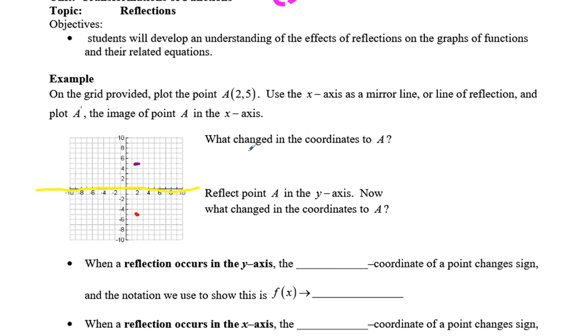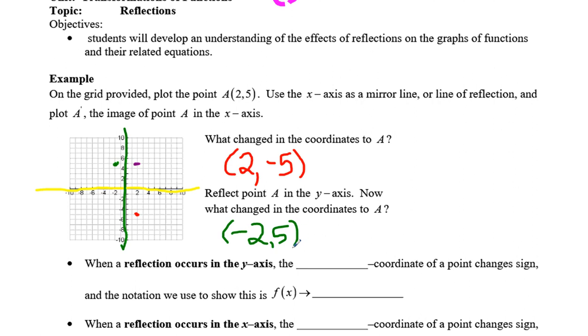So what are the changed coordinates of A? Lo and behold, it is now 2, -5. Boom. Reflect the point A in the y-axis. Okay, fair enough. No problem. I take this 2, 5, and I flip it over the y-axis. Won't it become -2, 5? So here we get -2, 5.